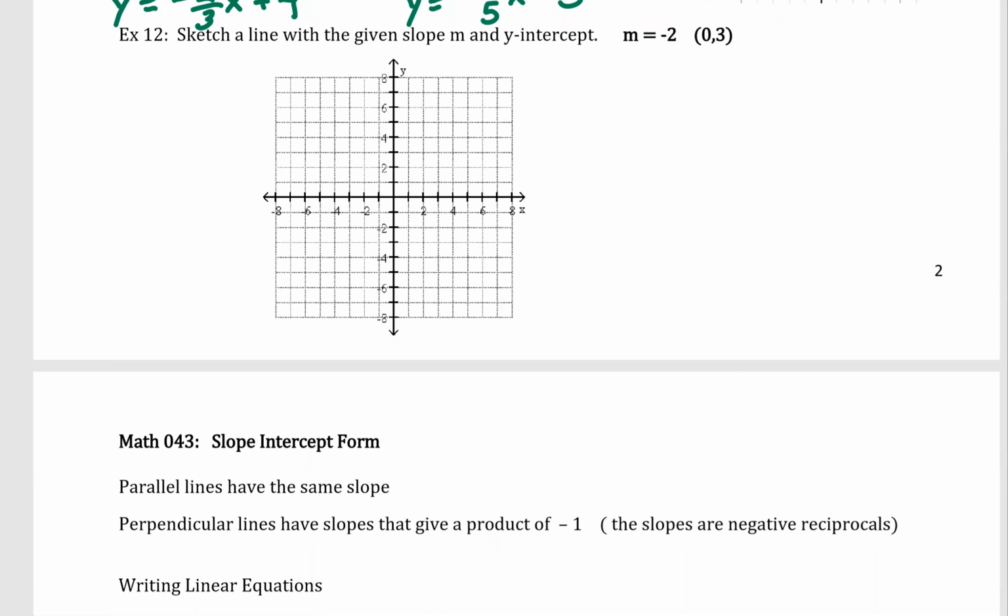Example 12. Sketch a line with the given slope m and the y-intercept of (0, 3). So we go to (0, 3) and put a dot. The slope is -2. Again, I think we should put that over 1. And we will go down 2 and right 1. We can also attach the negative to the 1, which means we could rise 2 and go left 1. And connect the dots. And we have graphed the line.